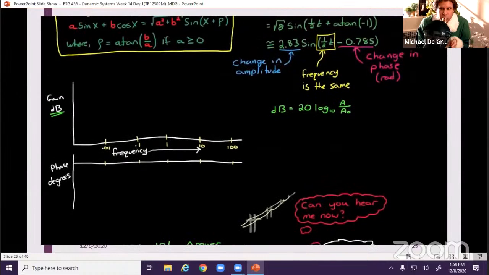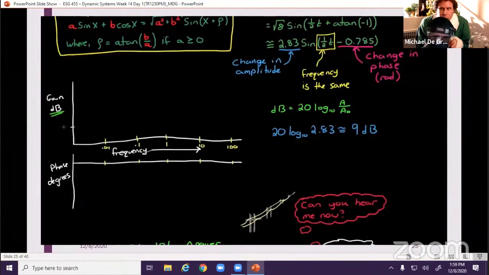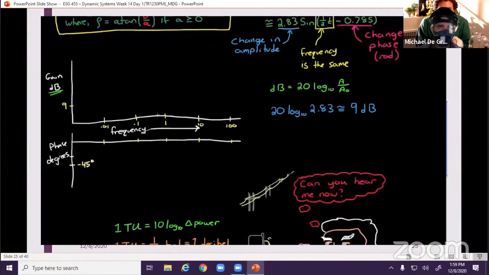If we convert the gain from amplitude into decibels, we can plot the gain for that frequency omega. And for omega of 1/2, we can calculate the gain to be approximately 9 decibels. So on our gain plot, we could find where 9 decibels would be on the vertical axis, and where 0.5 radians per second would be on the horizontal axis, and put a little x there.